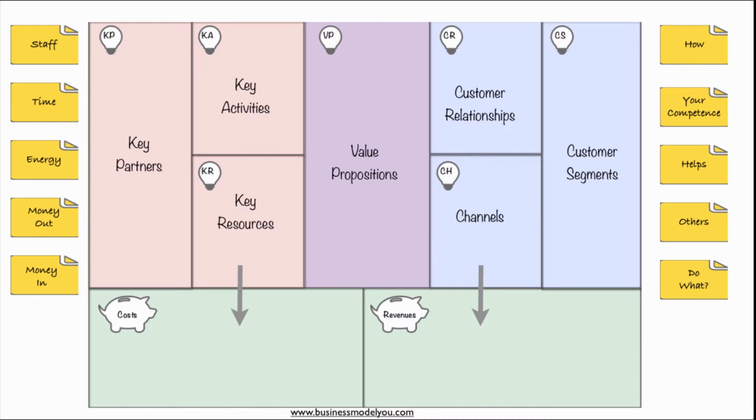Now, these canvases are often big posters and groups of people put sticky notes in the various sections. So what you see on the right and left hand side there are little icons that are used to represent sticky notes. You'll see on the right hand side I have some default stickies that I want to always consider in a personal business model. They form sort of a sentence. How your competence helps others to do what. And then on your left, you'll see some others that I've filled out, which are also things I always want to have defaulted into my canvas.